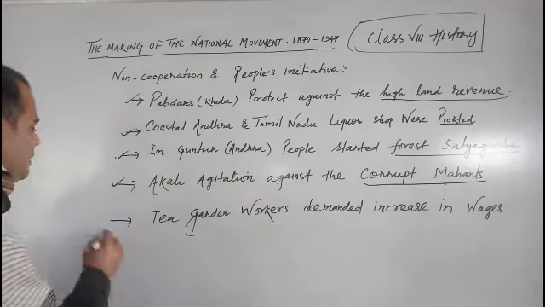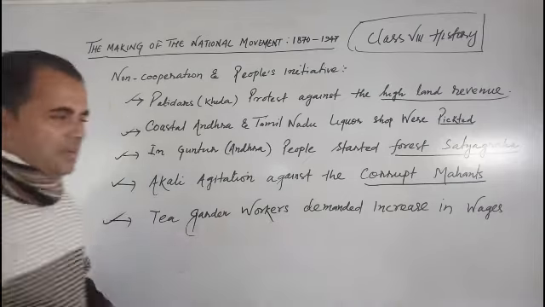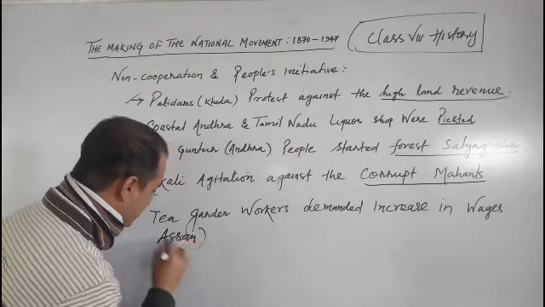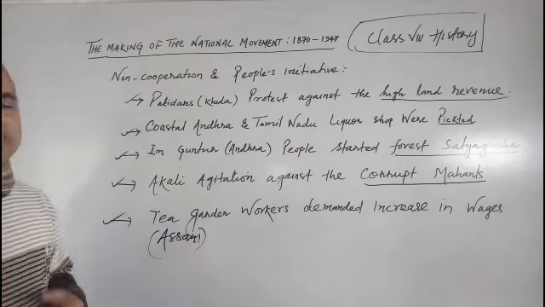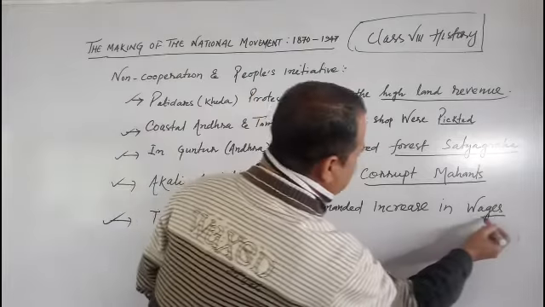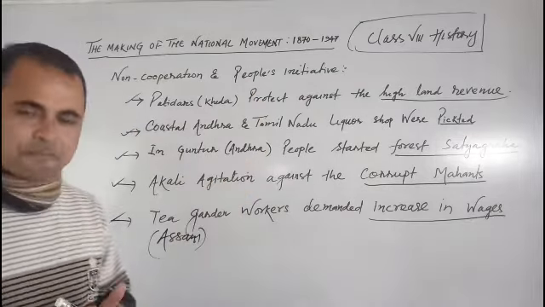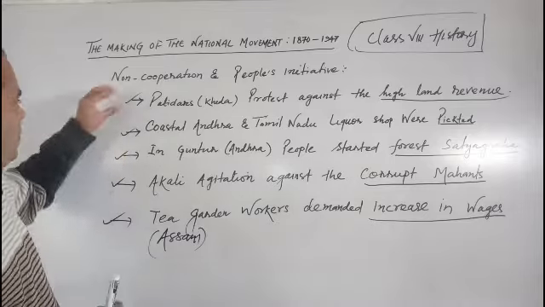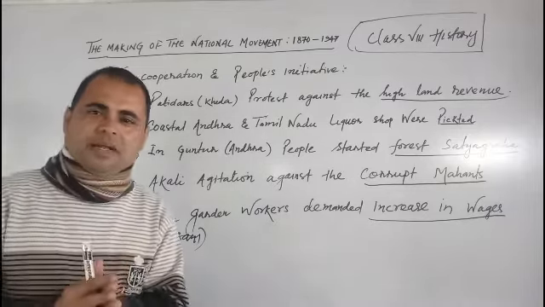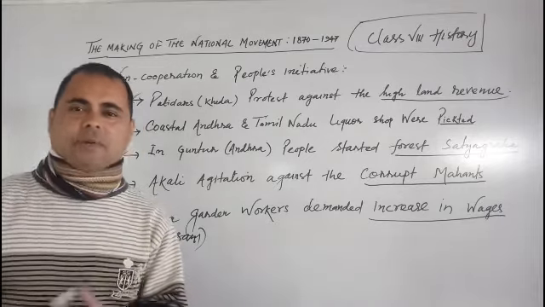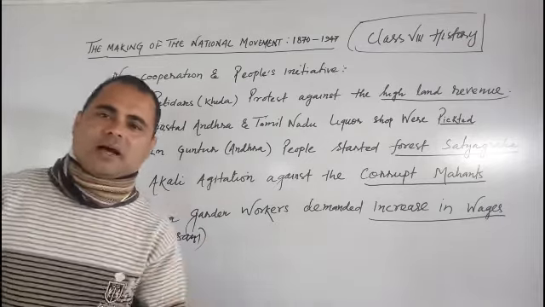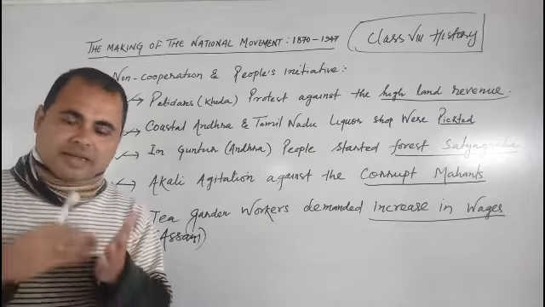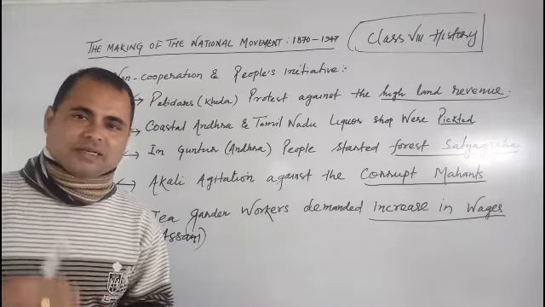If you see the tea gardens of Assam, what do you find in the tea gardens of Assam? Now the workers demanded an increase in wages. Okay, an increase in wages. Basically all those things which people initiated in different parts of the country, when Mahatma Gandhi appealed to the people to support the non-cooperation movement, they interpreted with their own understanding.